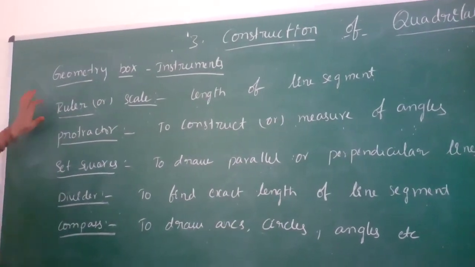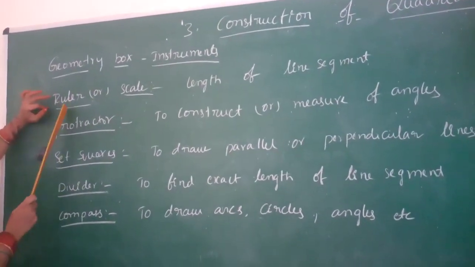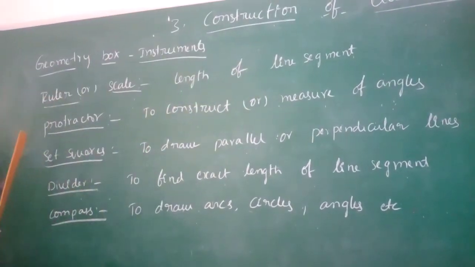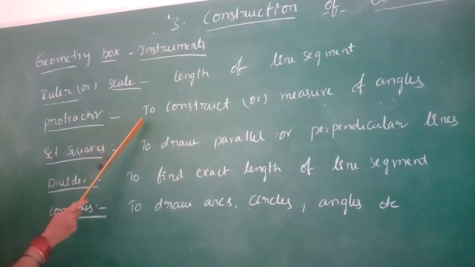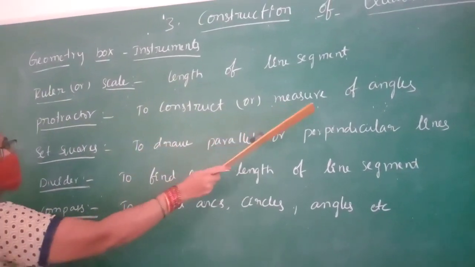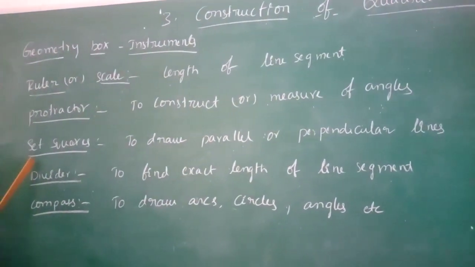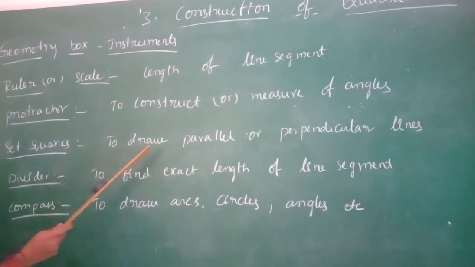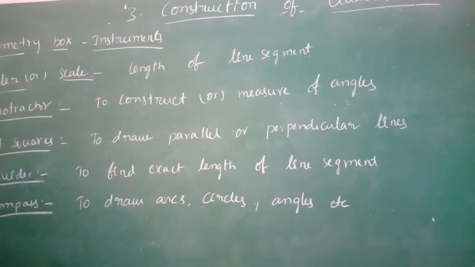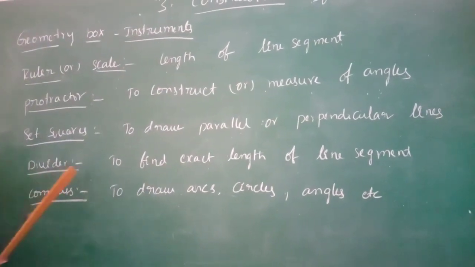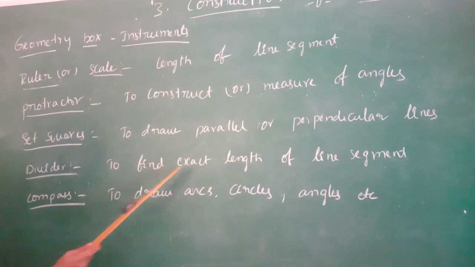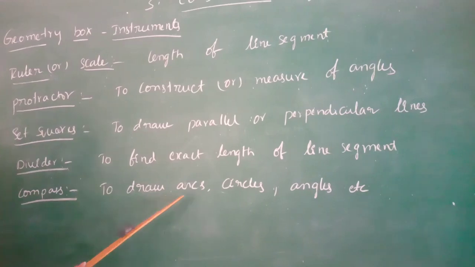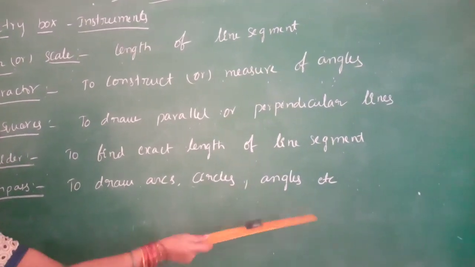Once again I explain. First one is ruler or scale, used for the length of line segments. Second one is a protractor, used to construct or measure angles. The next one is set squares, which means two instruments. These are used to draw parallel or perpendicular lines. Next one, divider. Divider is used to find the exact length of a line segment. Compass is used to draw arcs, circles, angles, etc.